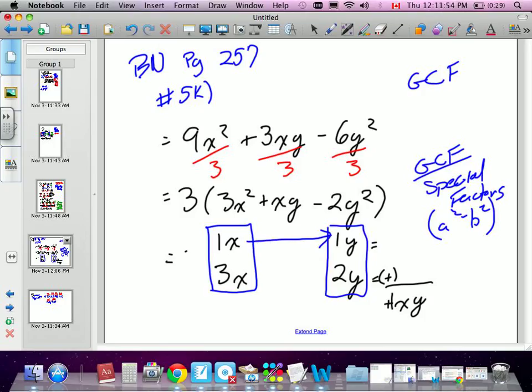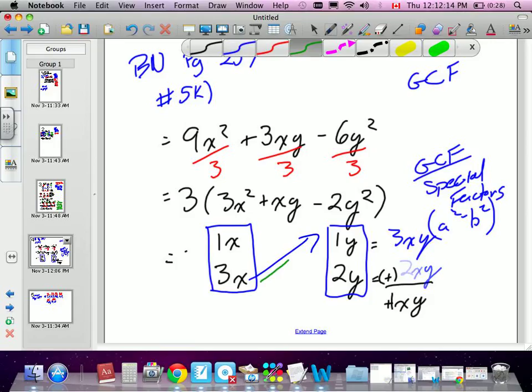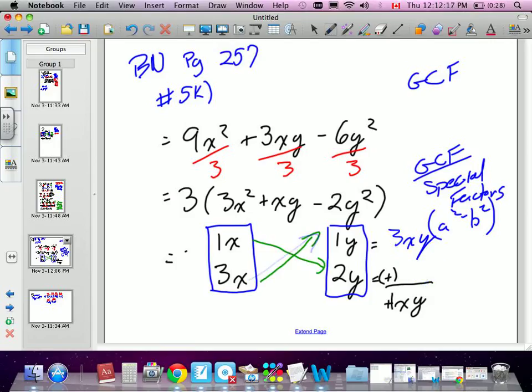Let's try 1x times 1y, which will give us 1xy. 3x times 2y will give us 6xy. Does that combination work? No. Let's go across. 1x times 2y will give us 2xy. 3x times 1y will give us 3xy. Will that work? Yes. So we're going to multiply 3x times 1y, 3xy, and 1x times 2y, 2xy.